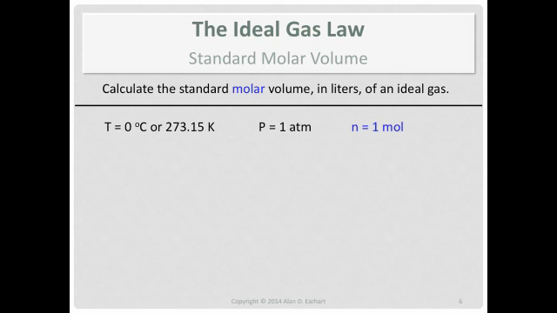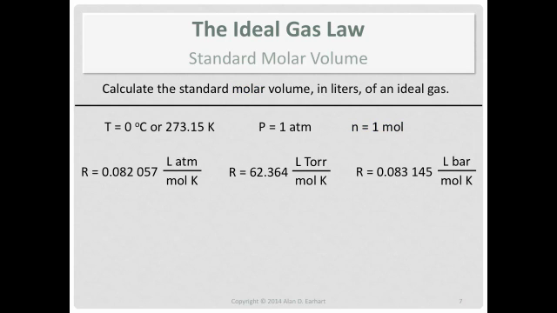Now, how to solve this? Is this a combined gas law, or something to do with pressure, volume, and temperature changing? And if you look at the information, nothing's changing. And you're given the amount of gas in moles. That means we need to use the ideal gas constant, R.